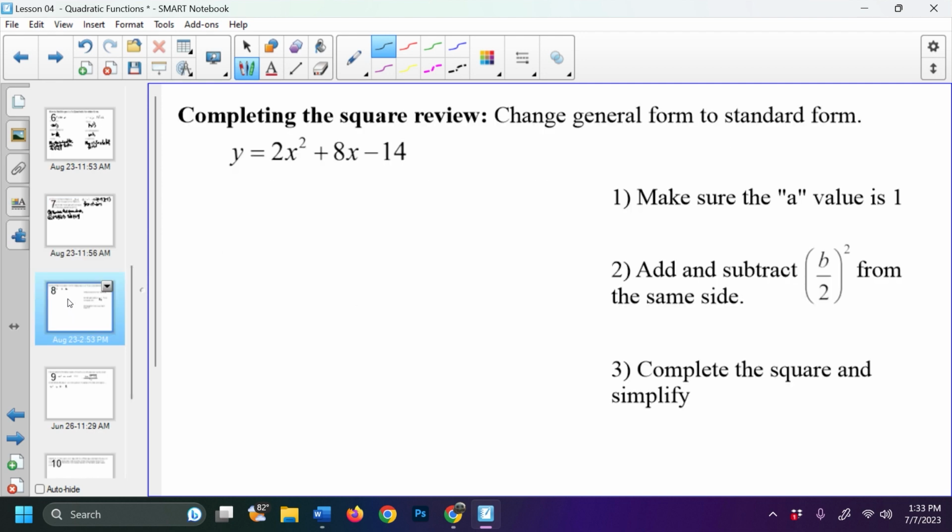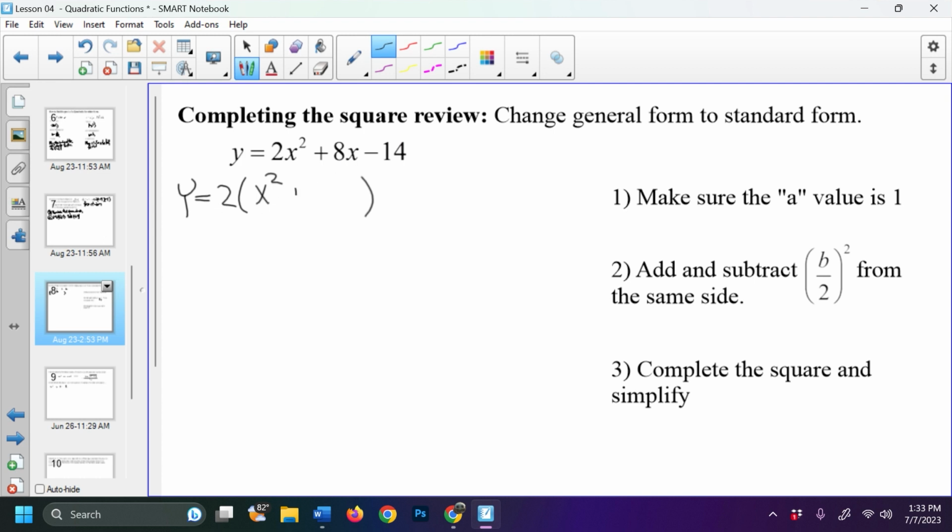Completing the square review: change the general form into standard form. So we're going to use completing the square to do that. Just as a quick review, we want to make sure that the a value is equal to 1. So the way that we're going to do that is we are going to factor out the 2 from these first two terms. And so 2x squared divided by 2 is just x squared.